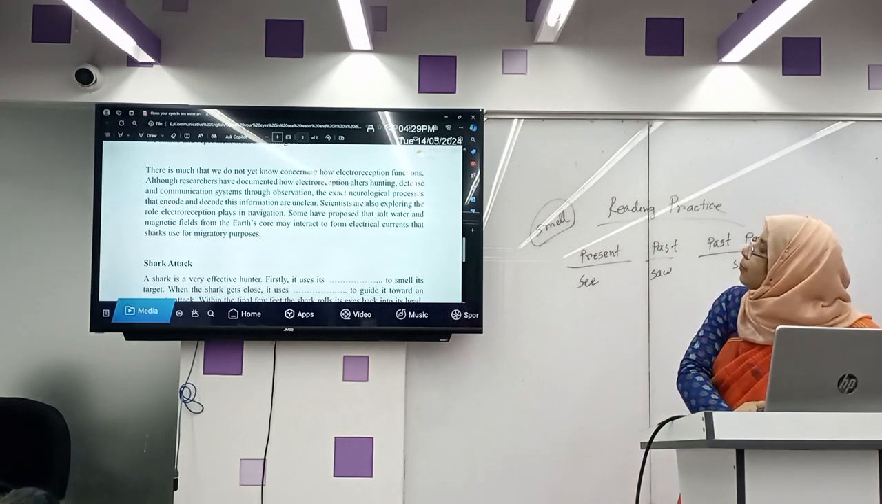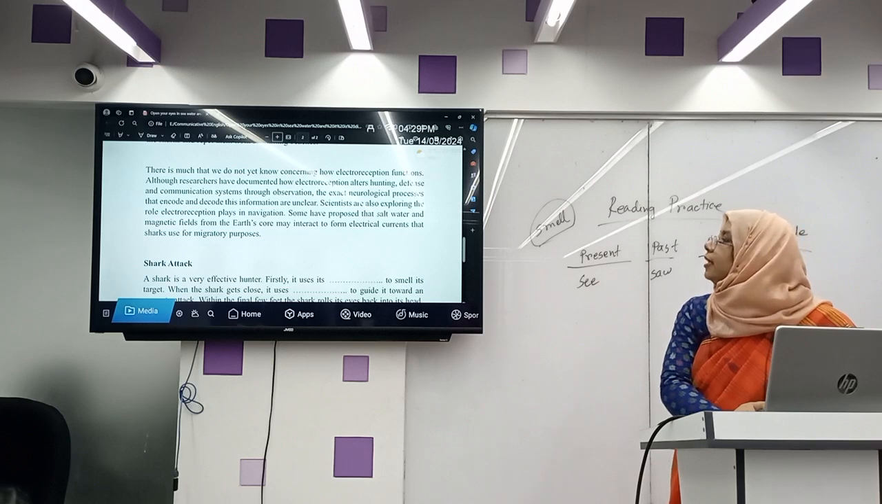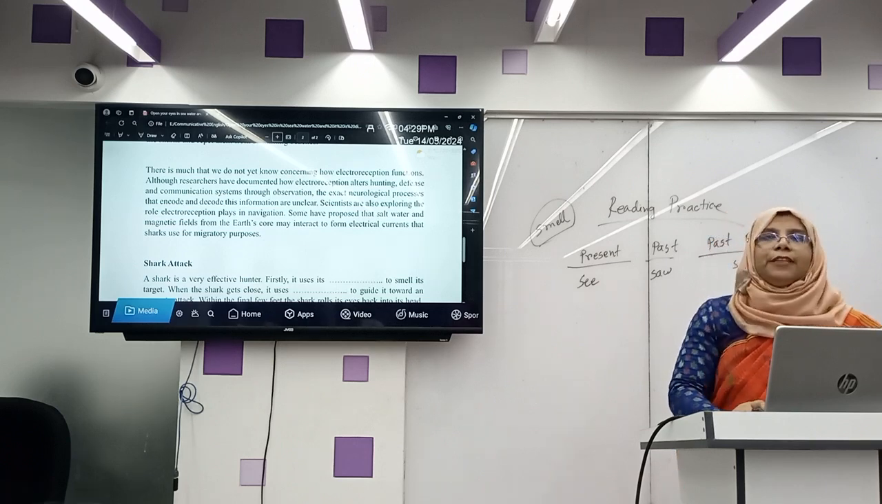Scientists are also exploring the role electroreception plays in navigation.